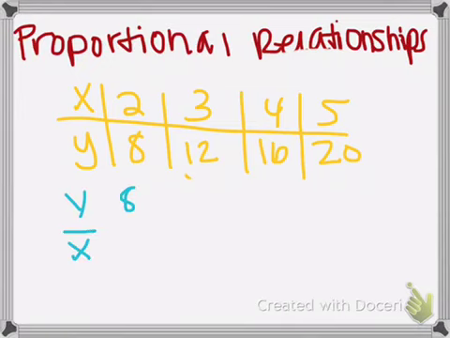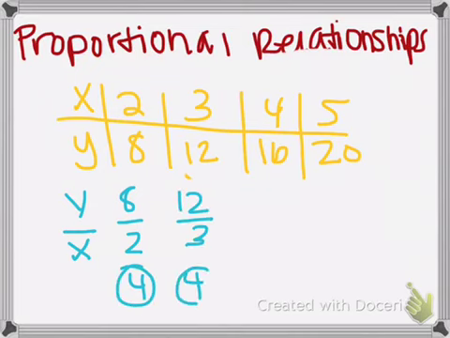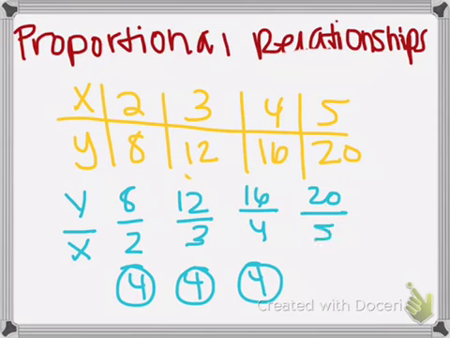So let's do it. 8 over 2 gives me 4. 12 over 3 also gives me 4. 16 over 4 also gives me 4. 20 over 5 also gives me 4. I have all the same numbers, so I know that this is a proportional relationship, and my equation would be y equals 4x. Remember, pause the video if you need to go back and listen to something.